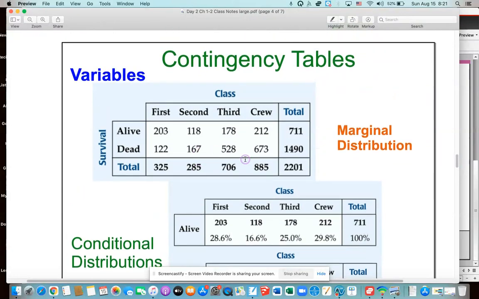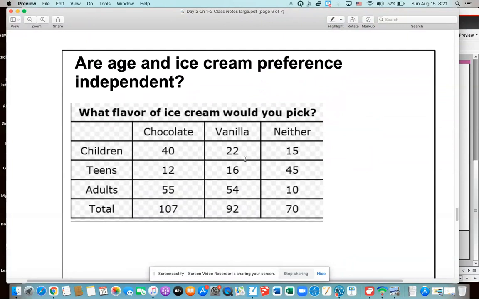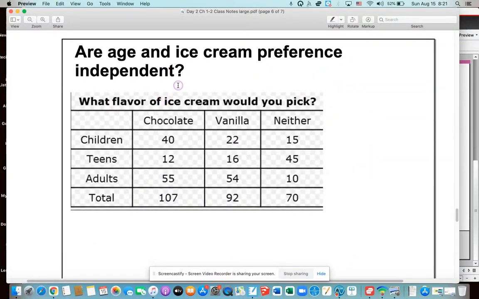Okay, now when we work with contingency tables, a lot of times we're asking ourselves, is there independence or dependence? Independence is a big thing we talk about in this class, and it's kind of synonymous with association. So you're going to see the word association a lot.